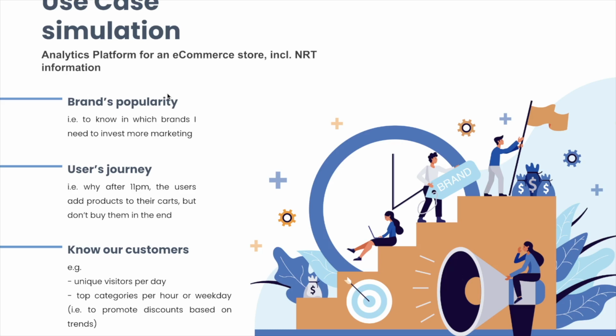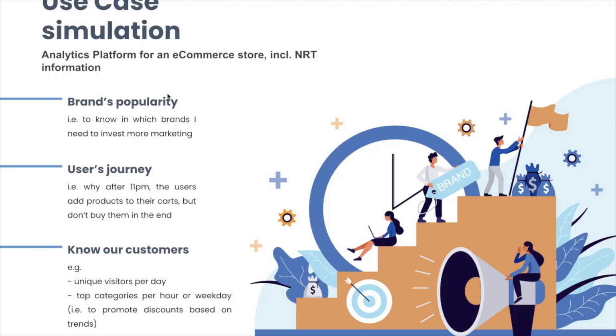Number one is brand popularity. We need to understand which brand people like more so we can invest more time into that particular brand so that our customers are happier and our profit can also increase. Second is understanding the user's journey. That is, why after 11 PM the user adds a product to the cart but doesn't buy it in the end. So these are some of the basic information we need to understand. And third is knowing our customers. How many unique customers we receive per day, top categories per hour on weekdays or weekends. Based on different days or different festivals, we can provide the right discount so that our profit can increase and our customers can also get more discount.